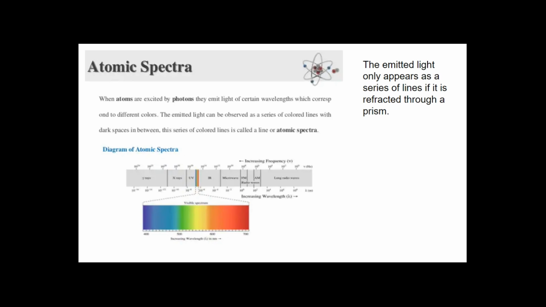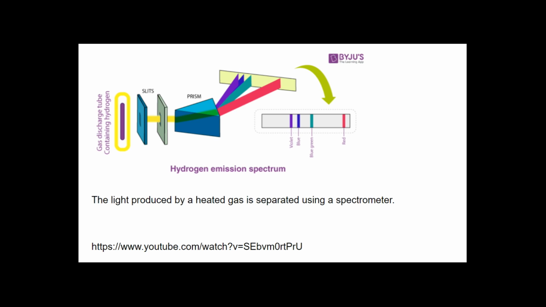The emitted light only appears as a series of lines if it is refracted through a prism, just as white light doesn't appear to have different colors unless it's refracted. The same applies to atomic spectra. We only see the different bands of light if it passes through a prism. And we can see this.